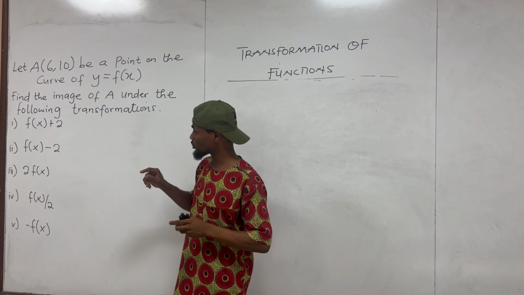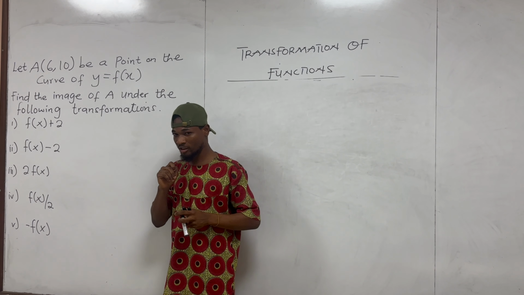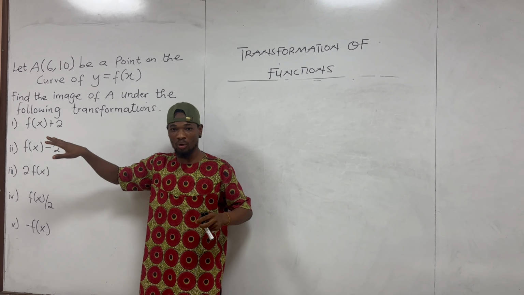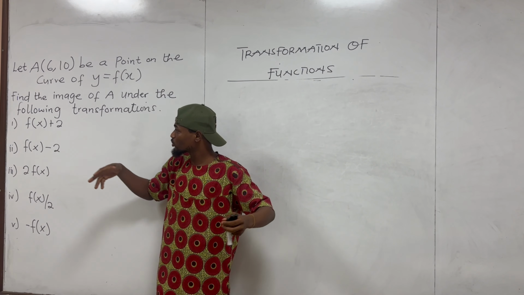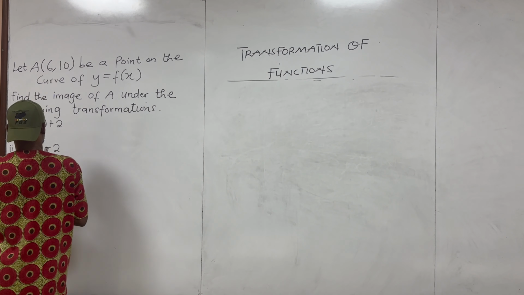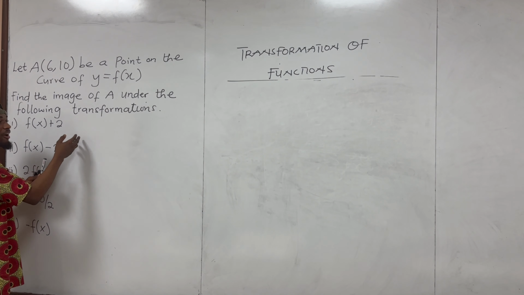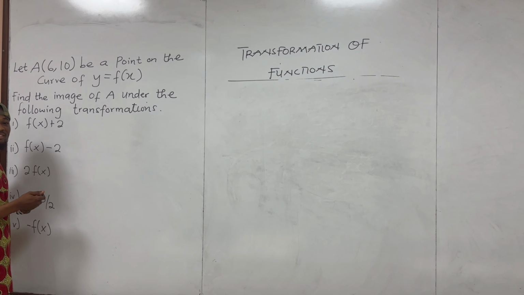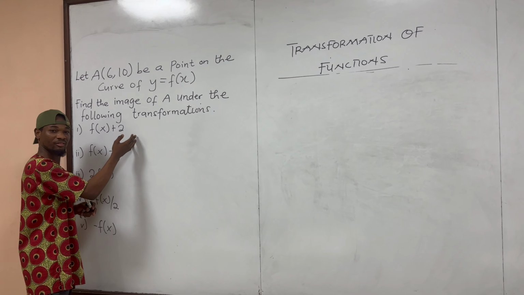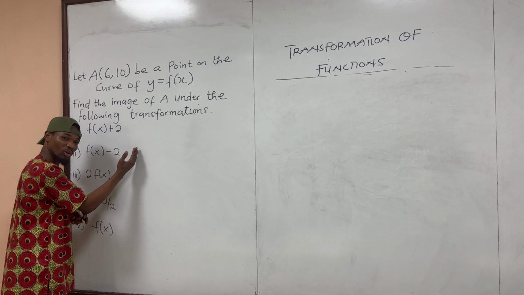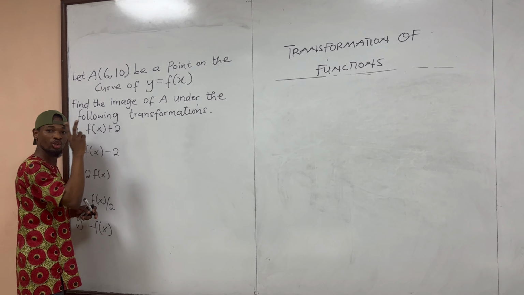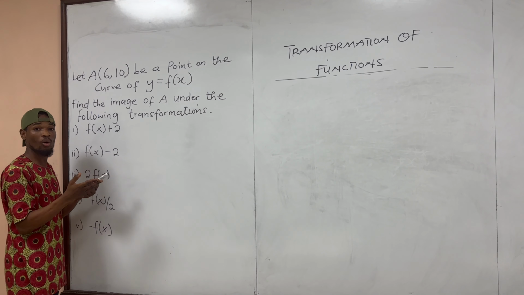So let's consider the first one. Graph f of x plus 2. How do we interpret this? What does it mean? f of x plus 2 simply means you have a vertical shift. That means you are going to move upwards by 2 units. We've been doing this all this while.